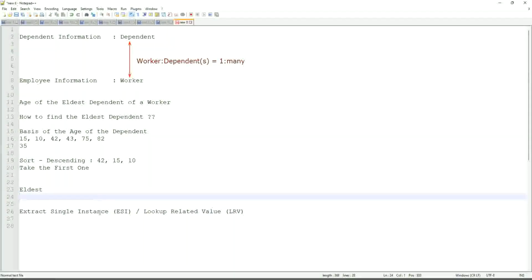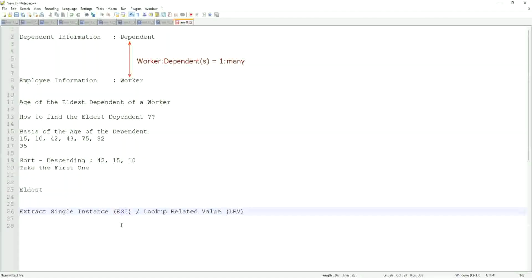This will be a very, very common question. So, ESI, it will allow you to extract the instance of an object from a related business object based on some criteria. That is what ESI is all about. Right. And once you extract the single instance, one particular occurrence of that particular object, then you look up another value related to that using an LRV.